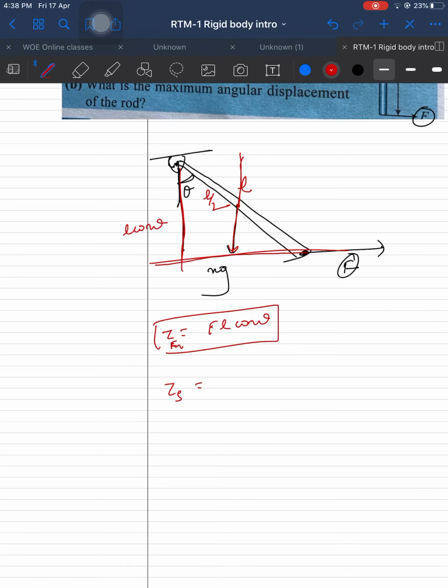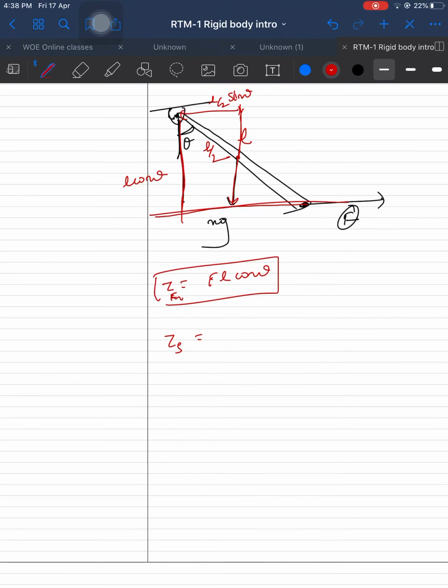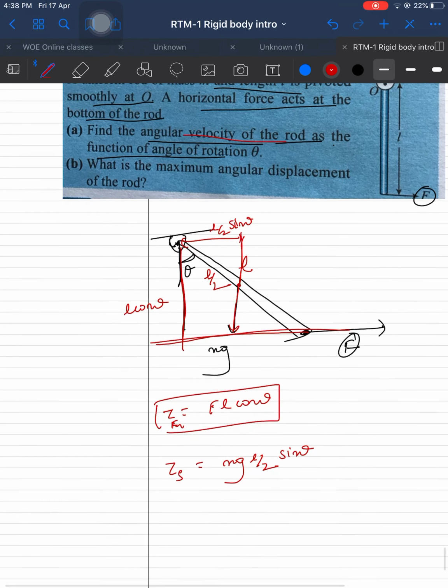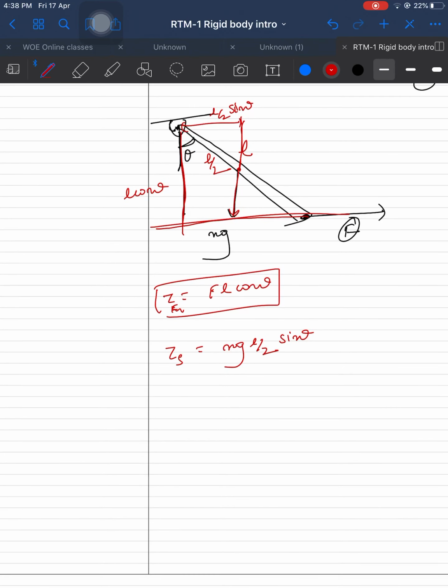To get a perpendicular distance from here to here, it is L by 2 cos theta or sin theta, sin theta. It is mg into L by 2 sin theta. Okay, next we need to find angular velocity. To get angular velocity, initial angular velocity is 0. Work energy theorem will apply.